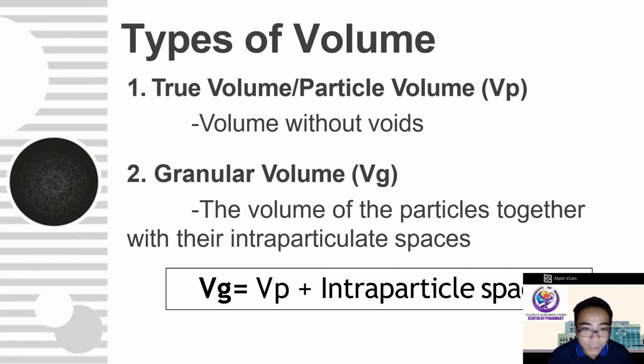Now, for granular volume, it's simply the volume of the particles together with their intraparticulate spaces, granules. Ibig sabihin, yung intraparticulate spaces na yon, okay, how much volume is it occupying? Yung kumbaga yung mga butas or yung pores within an individual particle. All right? So to get, class, the granular volume, you need your true volume or your particle volume. Just add their, class, the intraparticle spaces, the volume that's being occupied by the intraparticle spaces or the intraparticle voids.